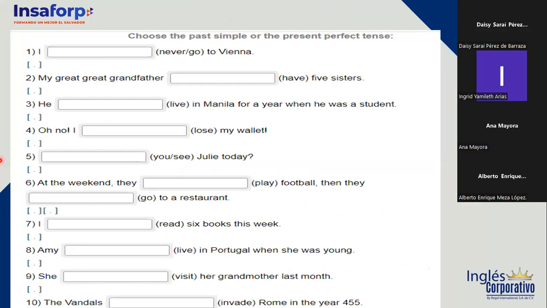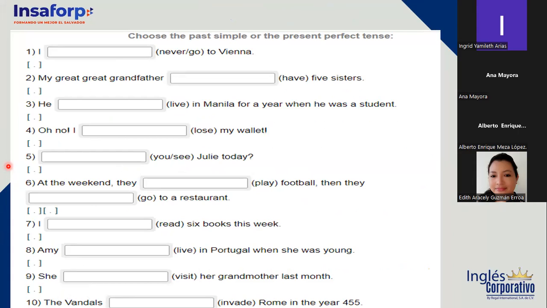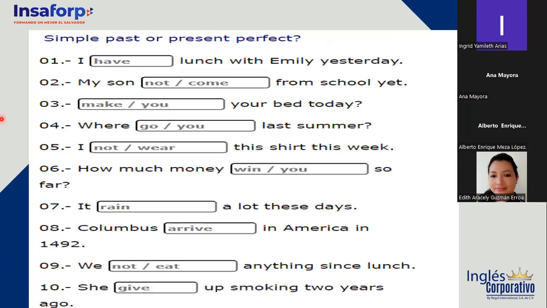All right, and here we have. And this part, guys, what we have to do is identify if we have to use simple past or present perfect. So it's not going to be difficult, but probably a little bit tricky for some of you. Can I move to another one? Well, I will move. Yes, teacher.